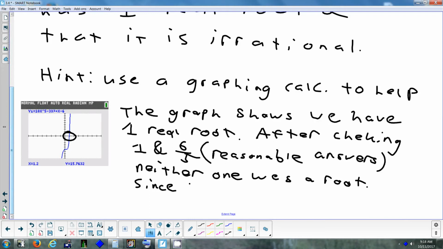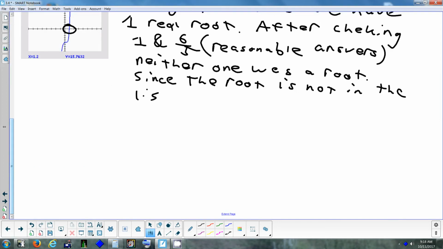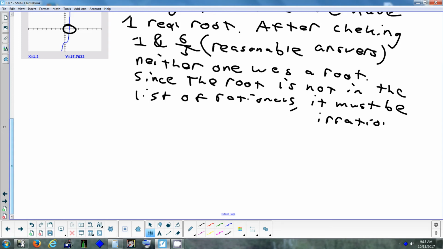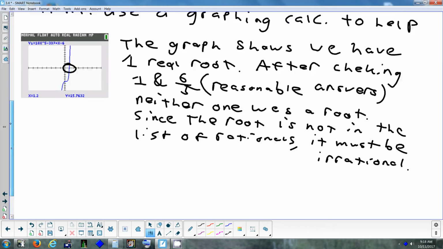So since the root is not in the list of rationals, it must be irrational. Maybe you could shorten that up a little. I'm not really sure how much you could shorten it, but the graph shows you have one real root, and the numbers you checked in your list of rationals don't work, so the number has to be irrational. That's it. That's how you show that. So any questions on that?